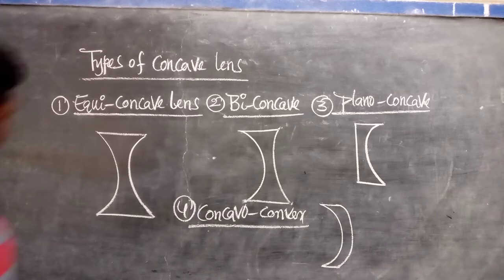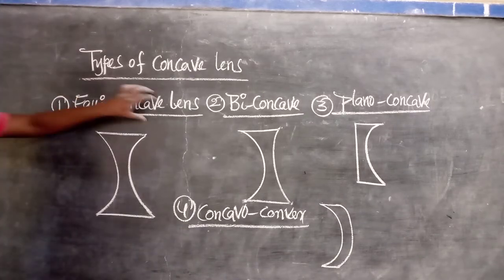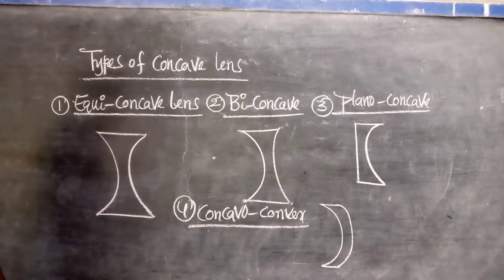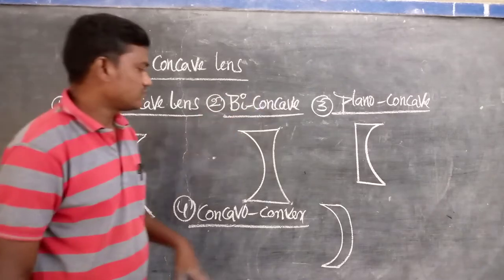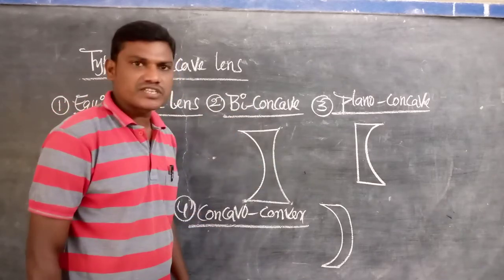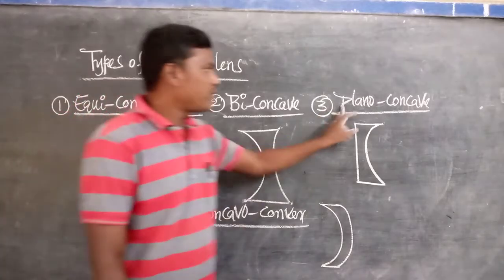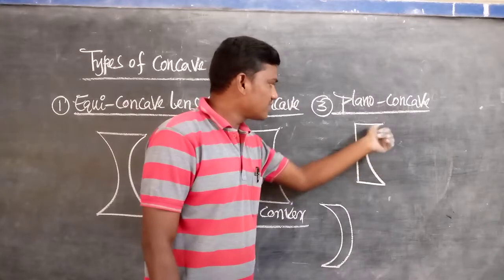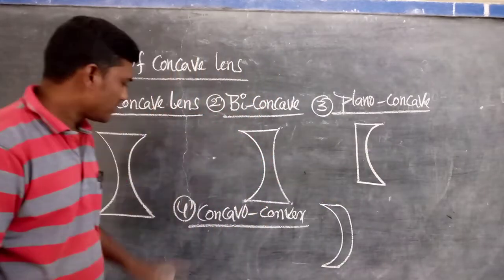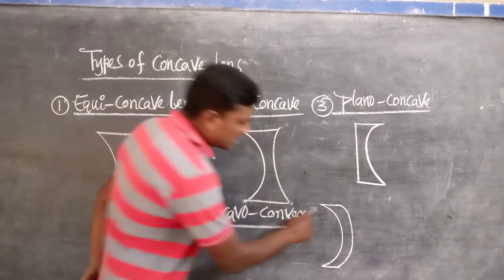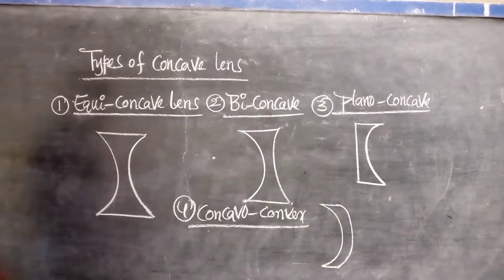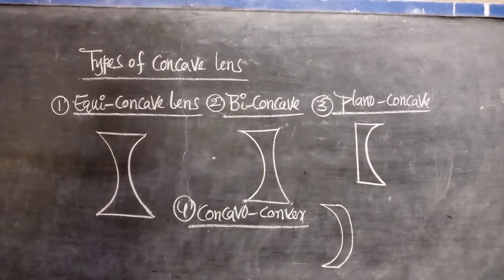So here, listen. Equiconcave means both radii of curvature are the same. Biconcave, both radii of curvature are not the same. Plano-concave, one refracting surface is plane and the other must be concave. Concavo-convex, this is the concave, this is the convex. That's why these four types of concave lenses are available.